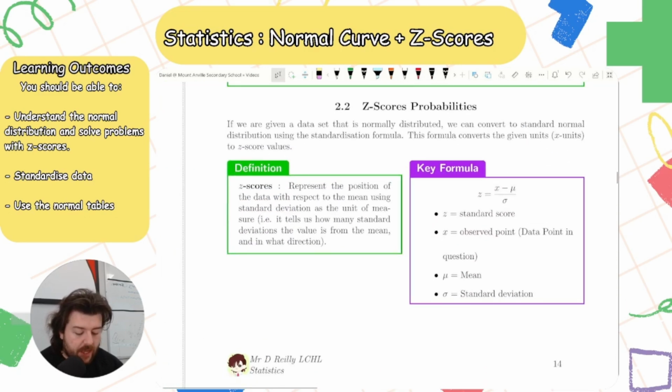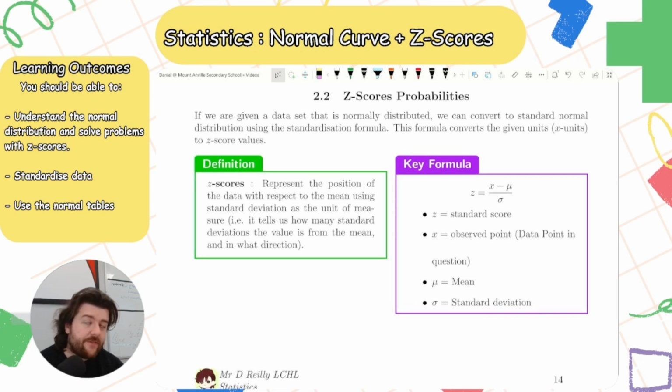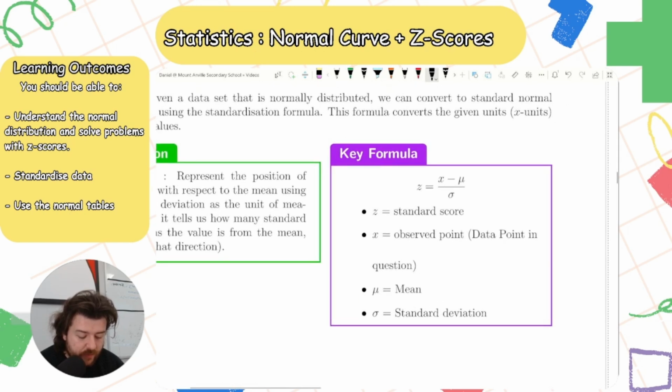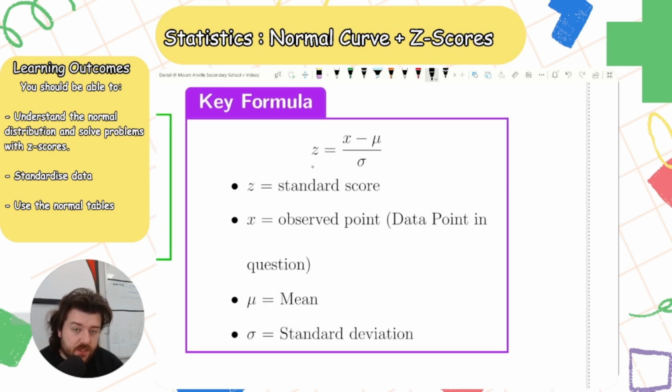So we can use this information now to calculate probabilities of any normal distribution. If we were given a data set that is normally distributed, we can convert to standard normal distribution using the standardizing formula. This formula converts the given units, x units, into Z-score units. So the Z-score is equal to x minus mu over sigma. So what's it all mean? Well, Z is my standard score. X is my observed data point, just my data point in the question.